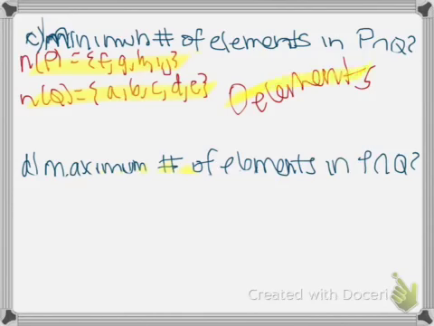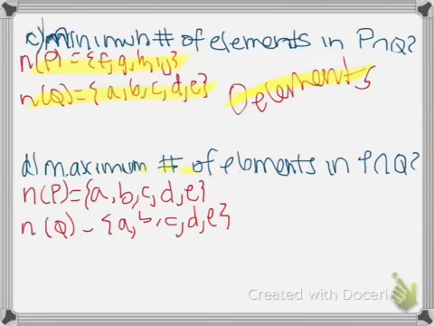And for the last part, D, it is asking for the maximum number of elements in both P and Q. So the largest number of elements you can find. So let's say we were given these two sets.